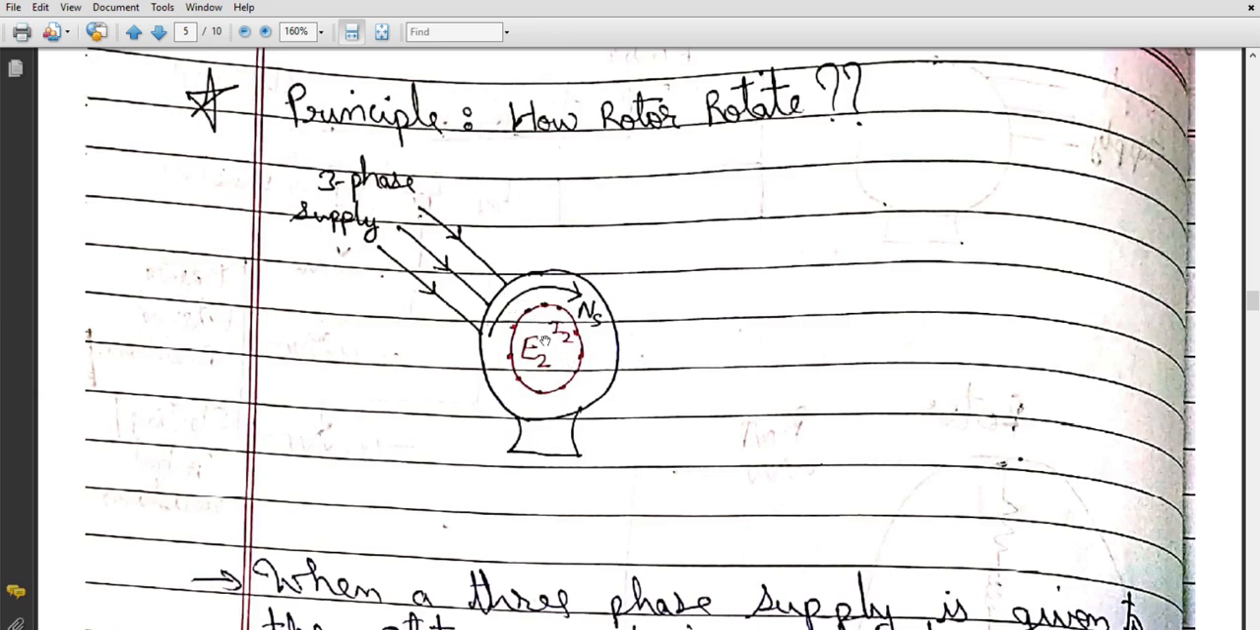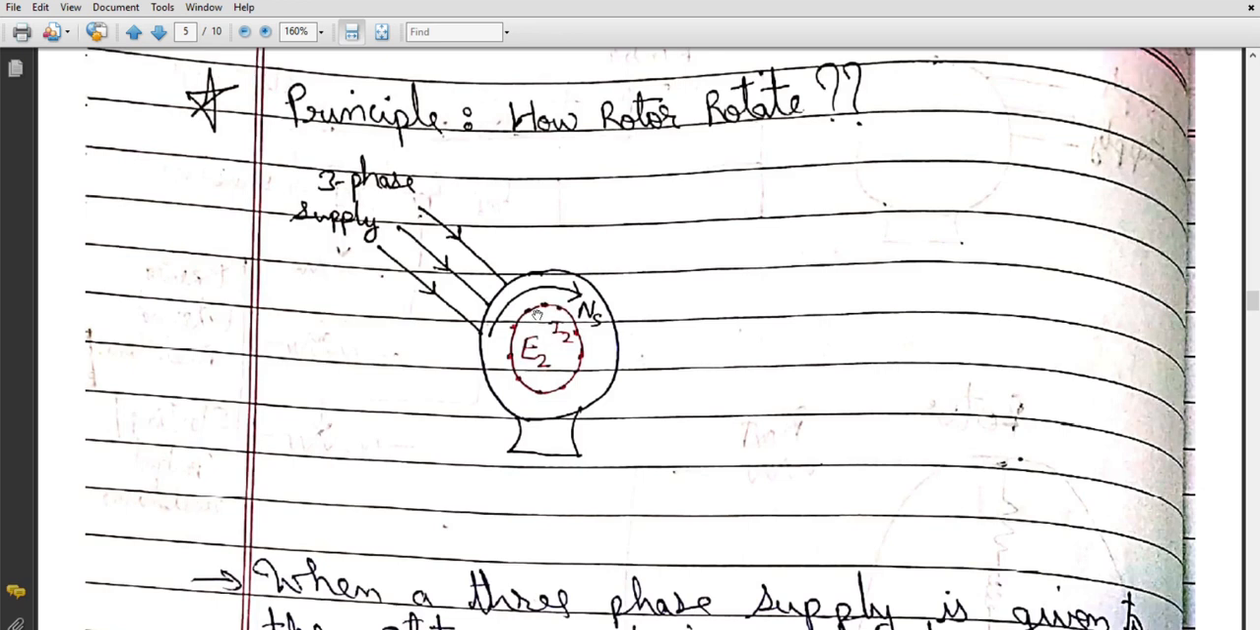Now, as you all know, according to Faraday's law of electromagnetic induction, whenever there is a rate of change of flux linkage, an induced EMF is generated. So when this rotating field links with the stationary rotor conductor, an induced EMF E2 is generated. When we short circuit this rotor, meaning the rotor wire terminals are short circuited, then due to this induced EMF a current will start flowing in the rotor, and hence magnetic poles will be generated.